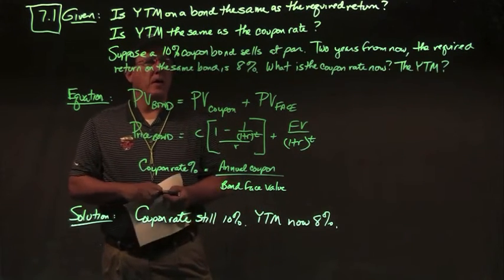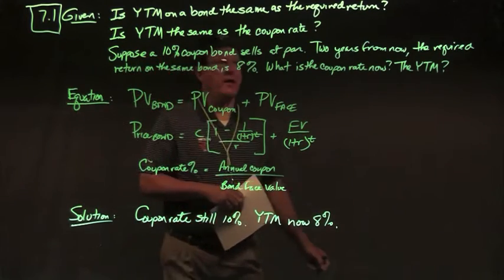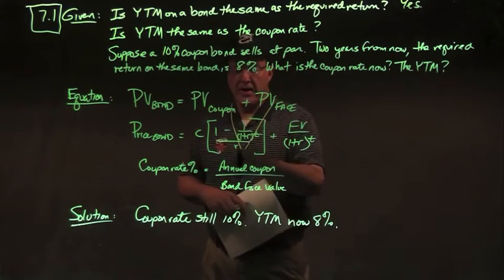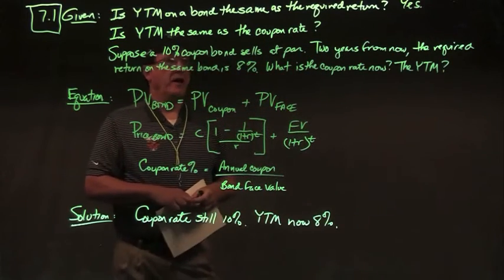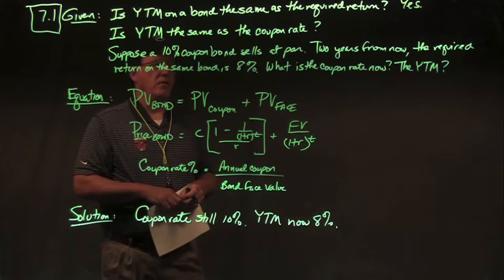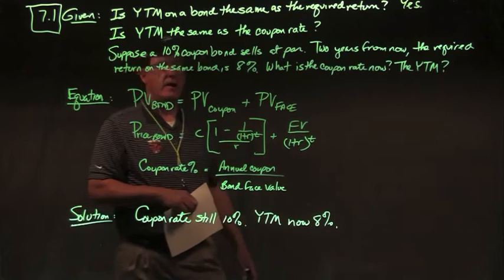Is the YTM on the bond the same as the required return? And the answer is yes. We know that YTM is little r. There are 3 little r's in that equation, and that's what we're solving for. Is the yield to maturity the same as the required return? Yes, it's the rate required by all other bonds in the market.